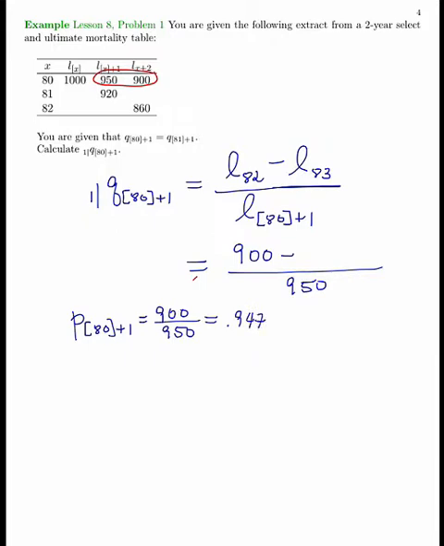But I'm given that Q80 plus 1 is the same as Q81 plus 1. And so if I take complements, those are also going to be the same. So this is going to be the same as P81 plus 1. And therefore, I can figure out L83 because that's 920 times P81 plus 1, so times 0.947.